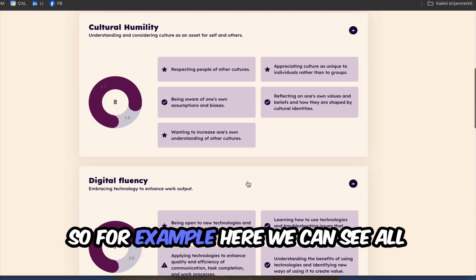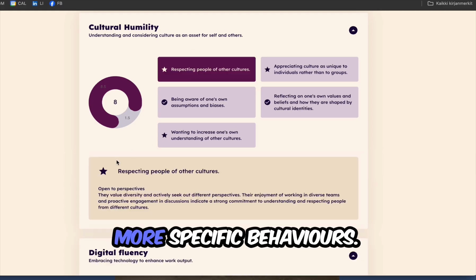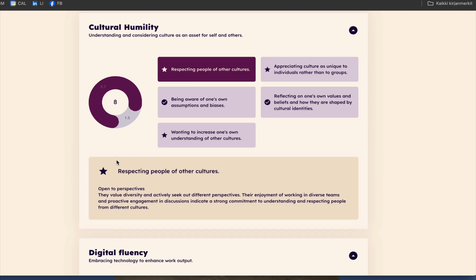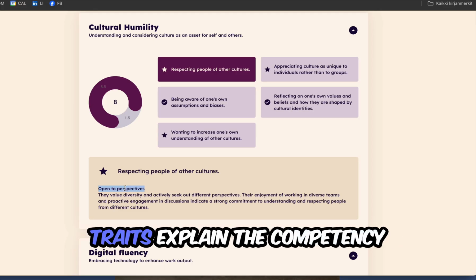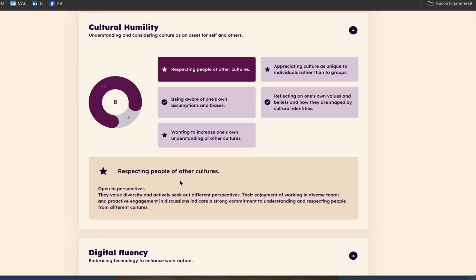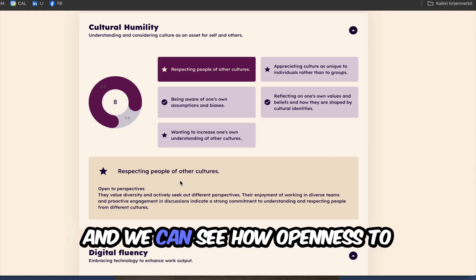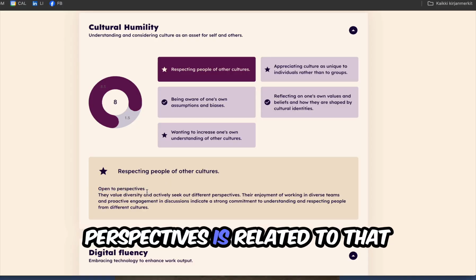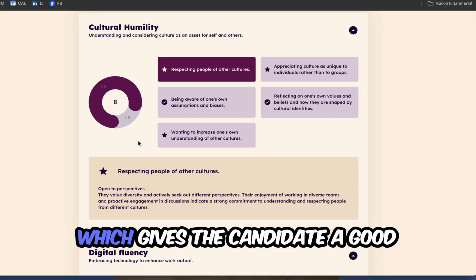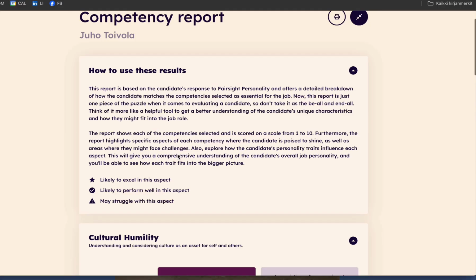So, for example, here we can see all of the 6 measured competencies broken down into more specific behaviors. And we can see how the measured traits explain the competency potential the person has. Here, for example, we are interested in cultural humility, and we can see how openness to perspectives is related to that, which gives the candidate a good score on this particular scale and competency.